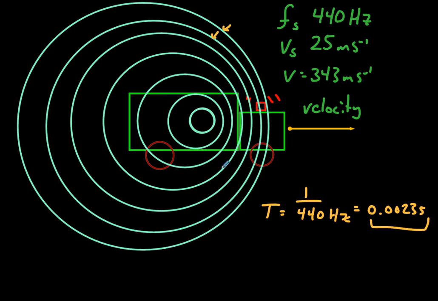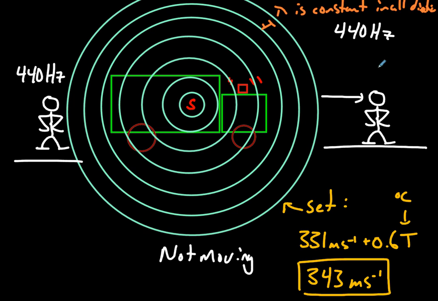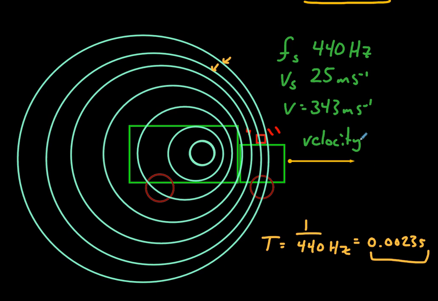Now, when this ambulance is sitting still, your ears are going to hear each wave front hitting them at 0.0023 seconds. Okay, so now we can figure out what wavelength we would have, with this velocity and this frequency. So let's figure that out now.